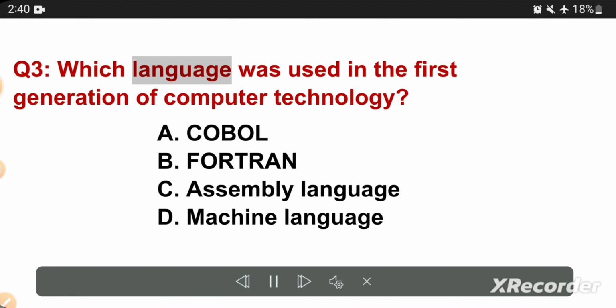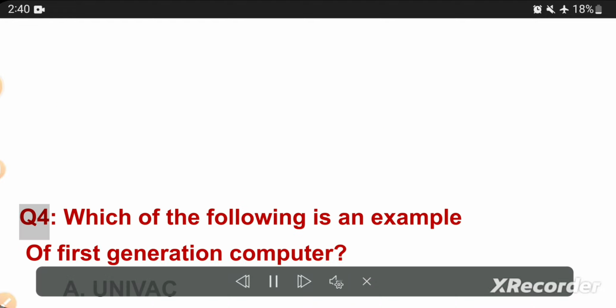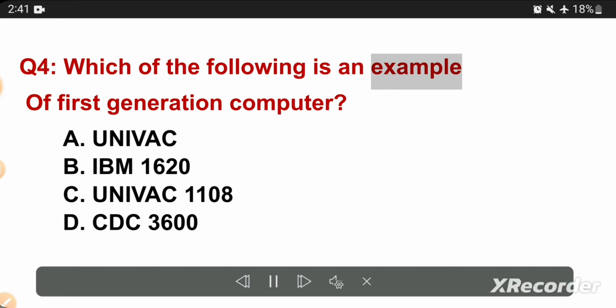Q3. Which language was used in the first generation of computer technology? COBOL, Fortran, assembly language, machine language. The correct answer is option D. Machine language.